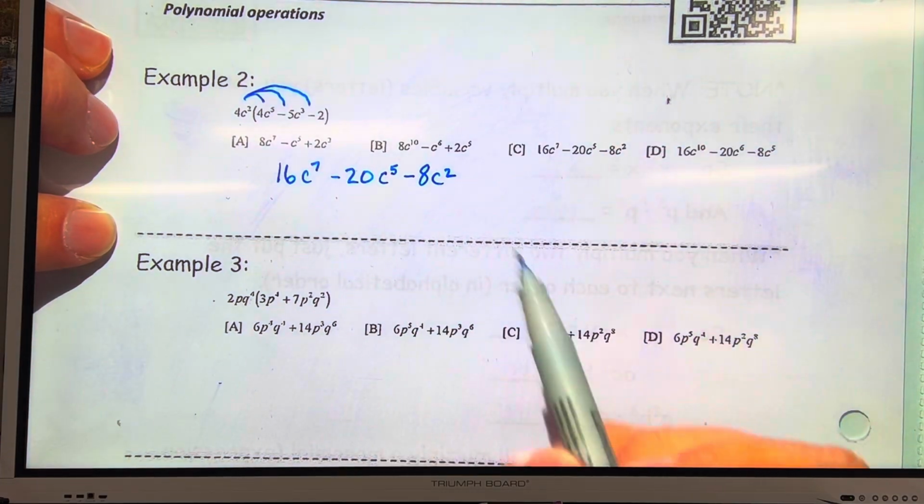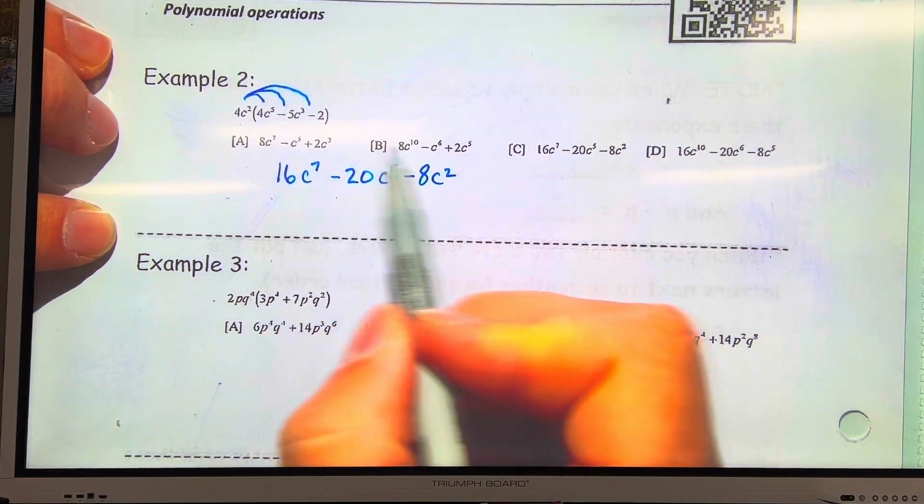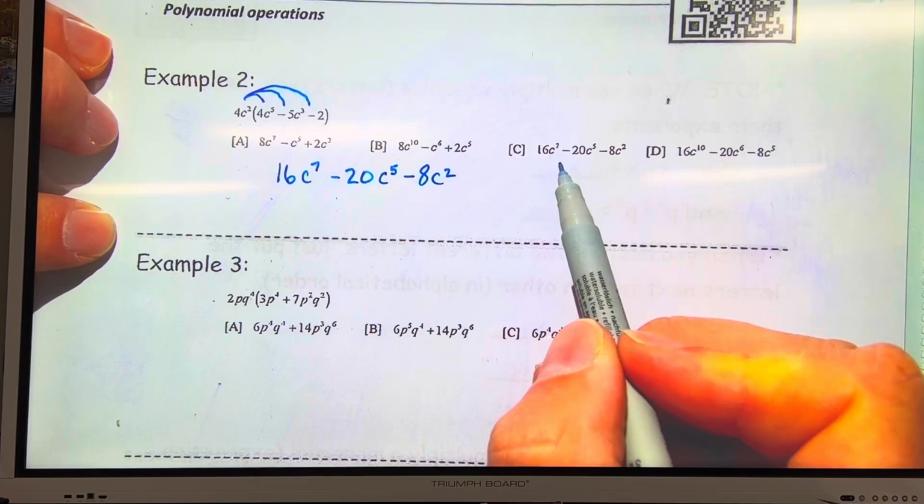So when we look at that, let's see, is it this one? Nope, it's not that one, not that one. Could be this one. Oh, and it is.